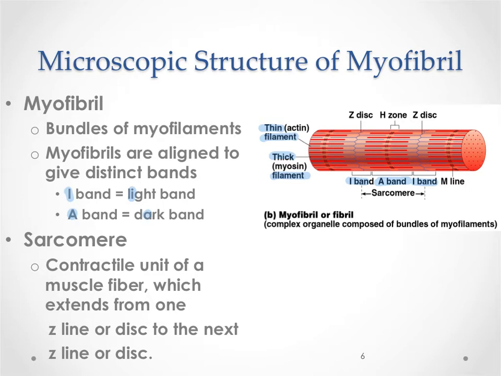A sarcomere is a contractile unit of a muscle fiber. So this is the whole unit that will be involved in the contraction, and that's from one what we call Z line or Z disc to the next. So this whole section right here is a sarcomere.